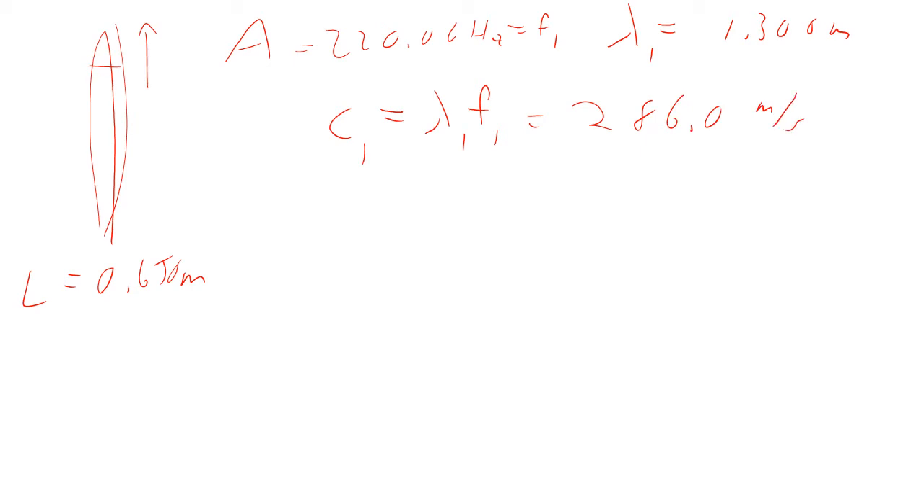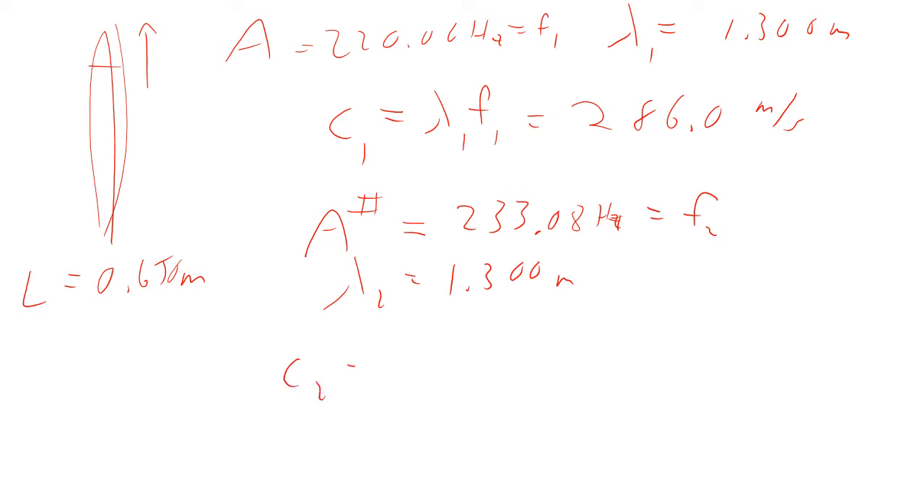But I want that same length string to be A sharp. Now, A sharp is 233.08 hertz, so that's going to be my f2. Lambda 2 is going to be the same because I want it to be the same length. So c2 is going to be lambda 2 f2, and so that comes out to be 303 meters per second.